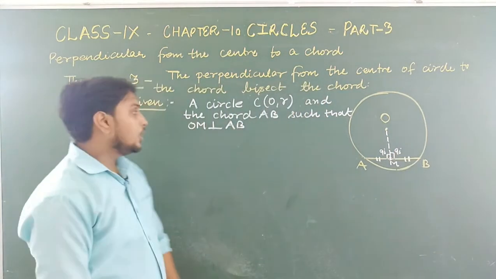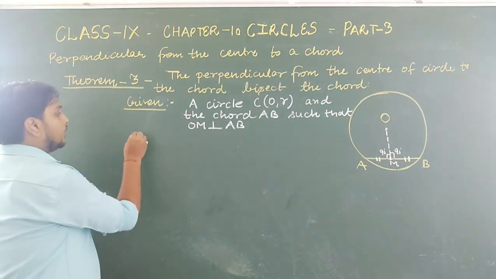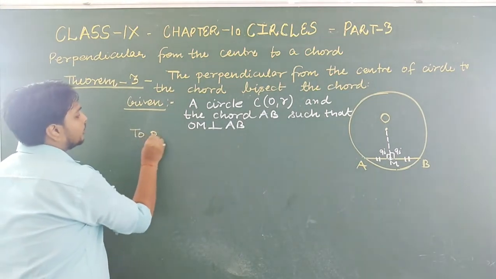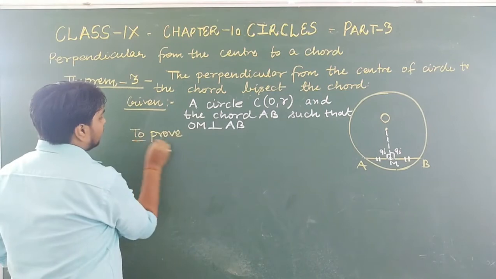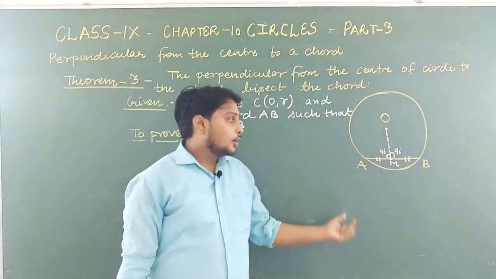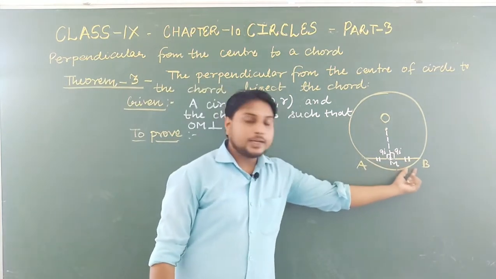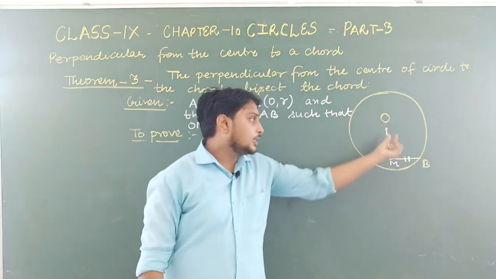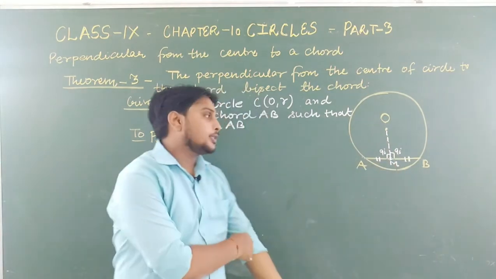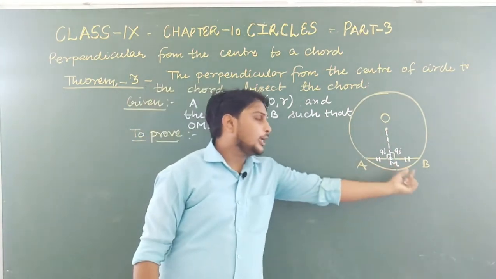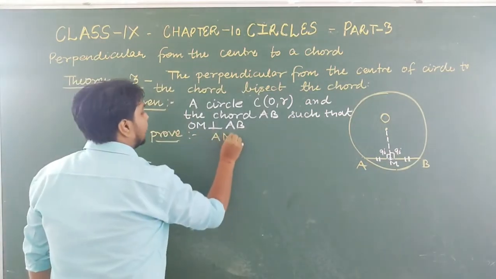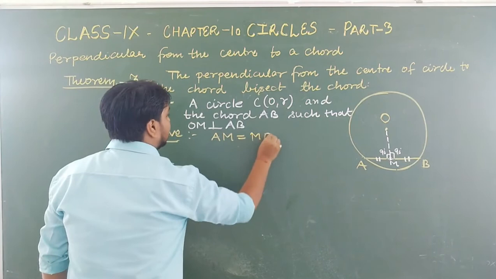Okay, students. Now, in the to prove part, what will we write? What is to prove here? Here it is to prove that the chord is divided into equal parts. Means this perpendicular divides the chord into equal parts. Means we have to show that AM is equal to MB.